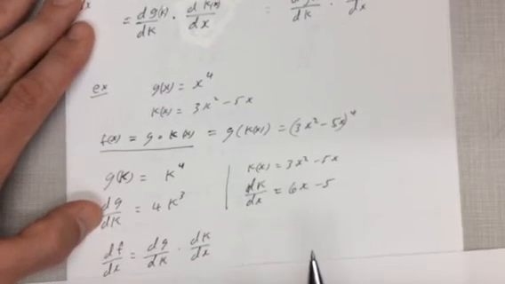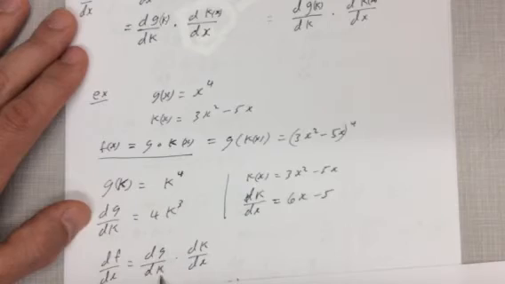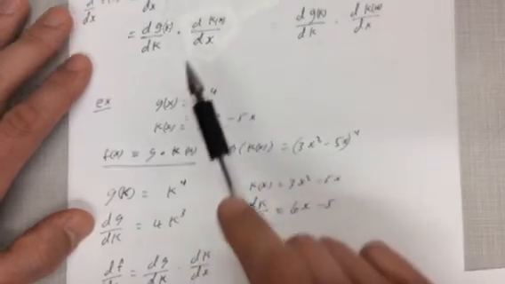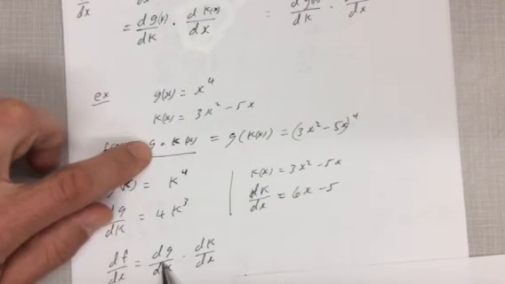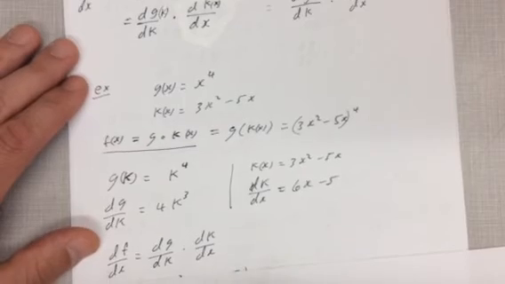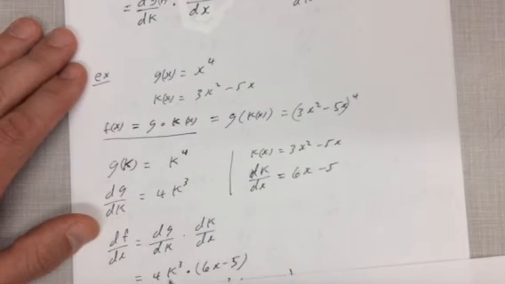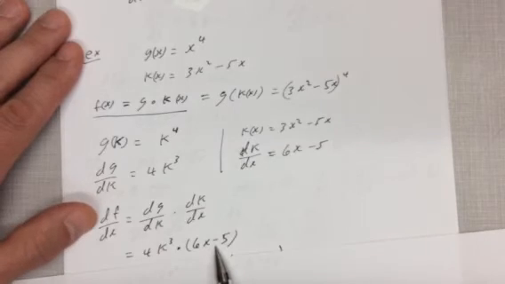Now we plug that in. So here's our rule. df by dx is dg by dk times dk by dx, which is what we had up here. Derivative of the outside function, which is g, times the derivative of the inside function, which is k. Write them in. 4k cubed. Easy as that. Times 6x minus 5.